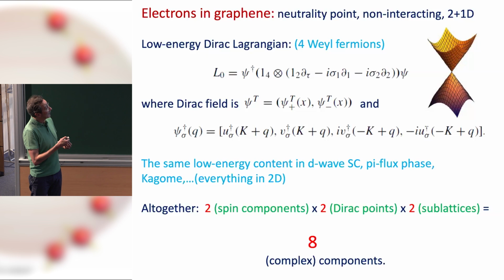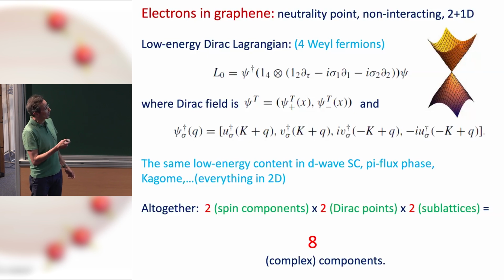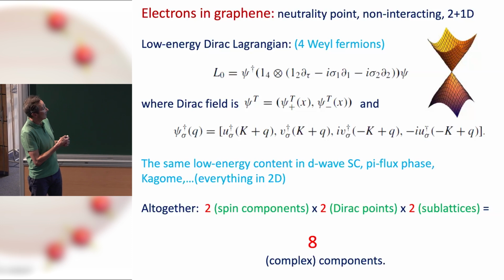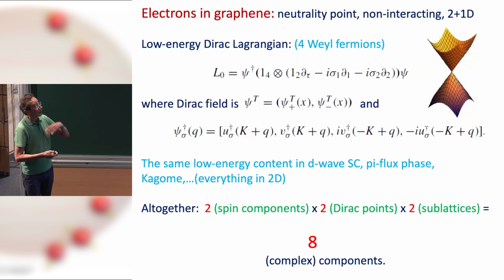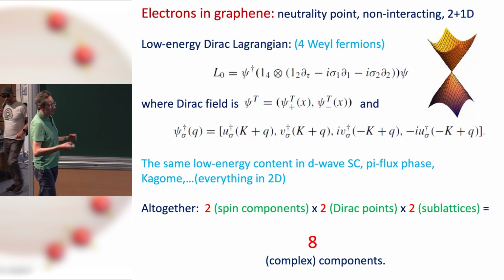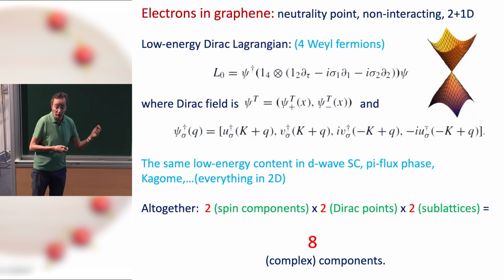And then you can combine these fermions with spin 1/2, or without spin, if you like to think about the toy model, into essentially a four-component fermion, combining U and V operators that create particles on the two sublattices, at one Dirac point, let me call it K, and at another one at minus K, right?